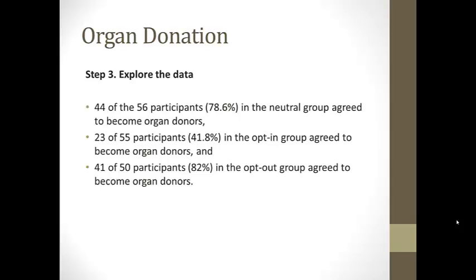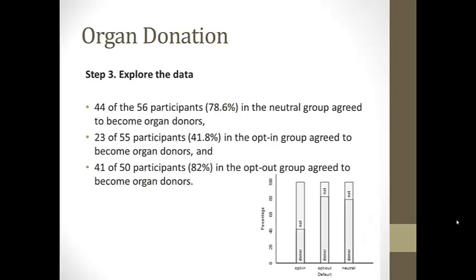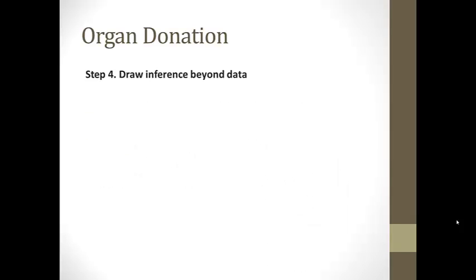When you're exploring the data, often researchers will use a mix of numerical and graphical summaries. I've just shared with you some numerical summaries. Here's a graphical summary that shows you a bar chart where the height of the bars indicates the likelihood that individuals in the different groups indicate that they wish to become organ donors. From this graph, we can see that the opt-out and neutral group are substantially higher than the opt-in group.